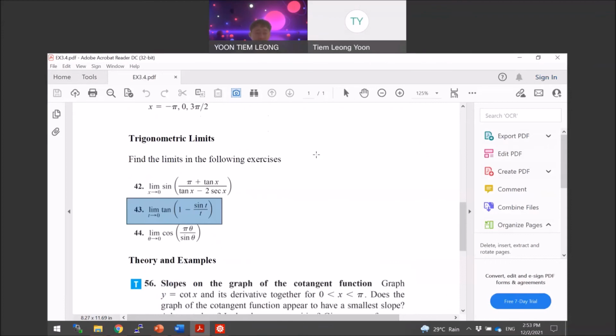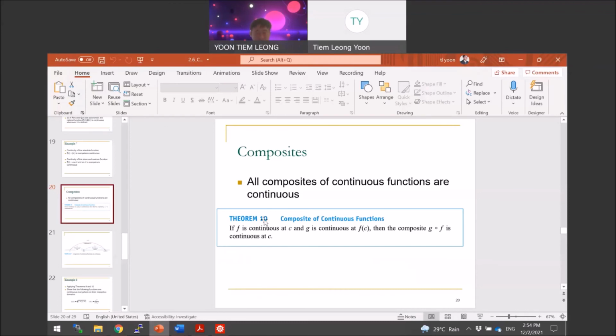In order to answer this question, you have to understand two important concepts discussed in topic 2.6, about the idea of continuity, and theorem 10. So you have to understand continuity and limit before you can apply theorem 10. It's just a revision which I'm going to repeat here. So let me go back to my iPad so that I can write and discuss it here.